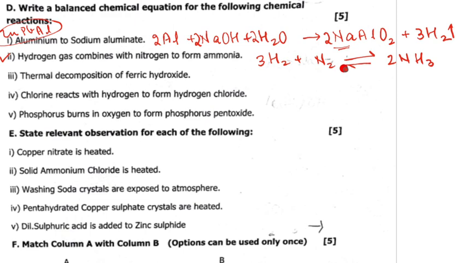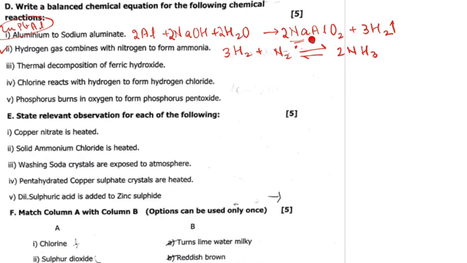Now remember to write, there are 4 conditions. We'll have finely divided iron as the catalyst, promoter is molybdenum, temperature is 450 to 500 degrees C, and the pressure is 200 to 900 atmosphere, and plus it has 22,400 calories heat evolved, so it's an exothermic reaction.